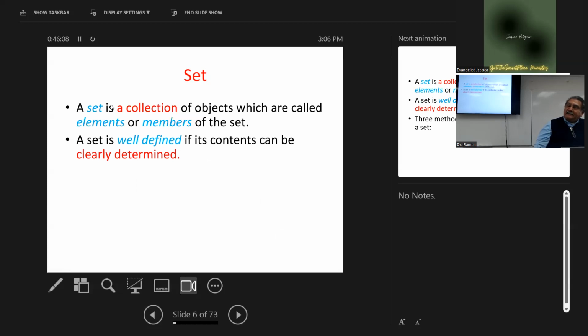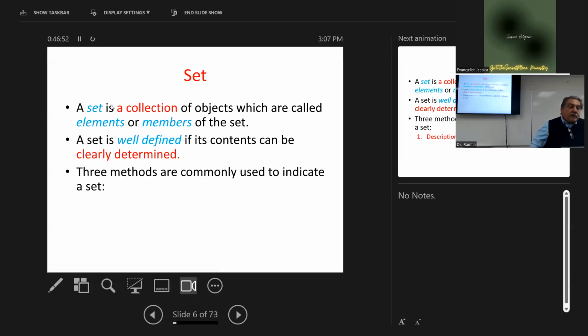For example, a set of undergraduate students at Southern California Seminary is a well-defined set. But a set of, how can I say this? Let me take an example. Let's say a set of old age students is not a well-defined set, because it depends on your definition of what is old or what is young. Because that's not well-defined, that cannot be a well-defined set.